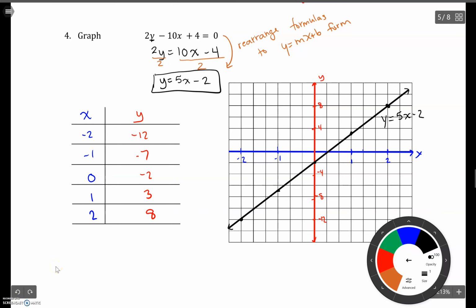Okay, excellent. And if you're feeling confident, in the next part of the notes we're going to learn more about those y-intercepts and slope that we've mentioned a little bit so far.